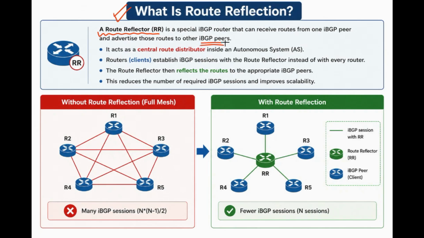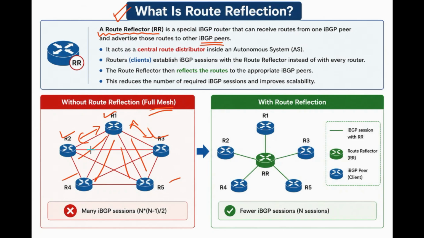Normally, iBGP has an important rule. A route learned from one iBGP peer is not advertised to another iBGP peer. Because of this rule, routers inside the same autonomous system normally need an iBGP full mesh. For example, if we have 5 iBGP routers R1, R2, R3, R4 and R5, each router needs an iBGP session with every other router. This works for a small network, but it becomes difficult when the number of routers increases.